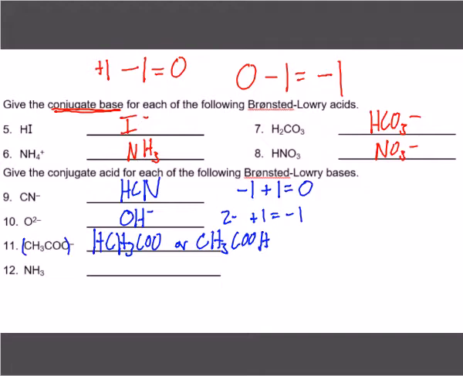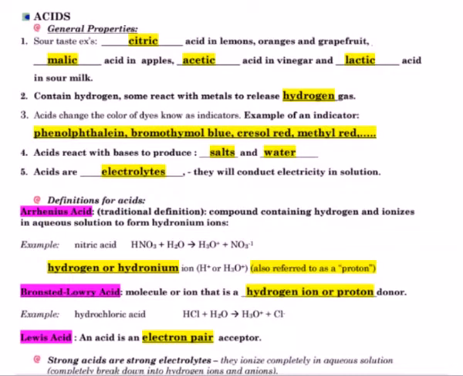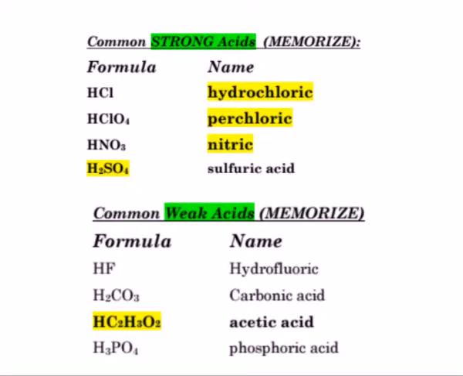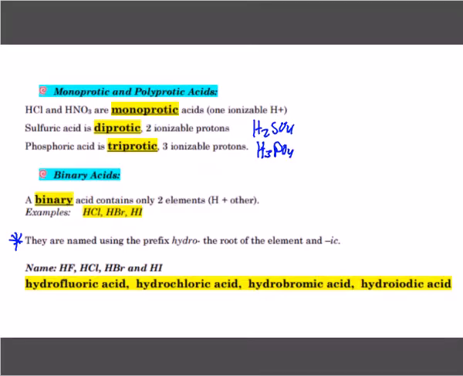Number 12, NH4 plus, which is what? Ammonium. What is NH3? Ammonia. Questions about this worksheet at all? You need to memorize the strong acids and then the weak acids. Make sure you have those memorized for your test tomorrow. Make sure you are familiar and that you can do this. Again, it falls on your shoulders to go through and review this over and over.